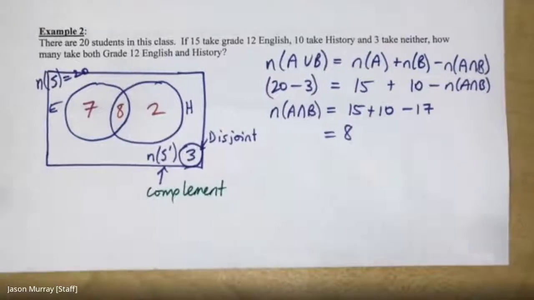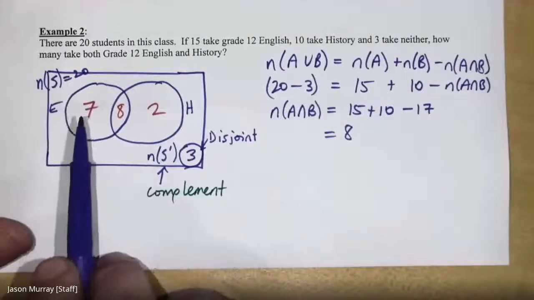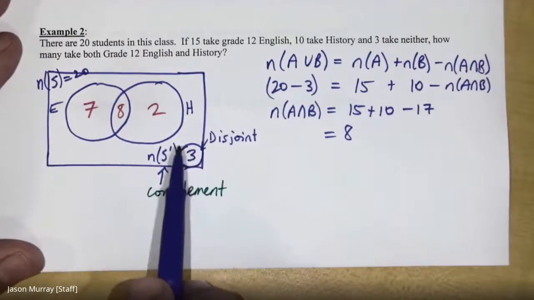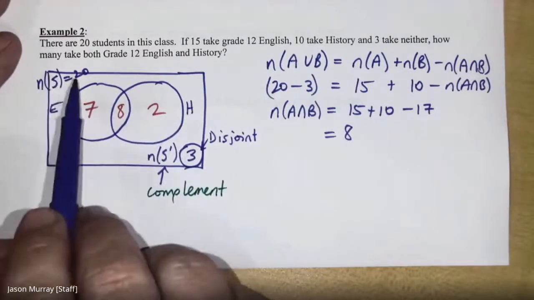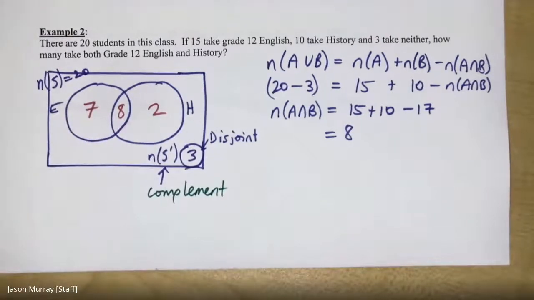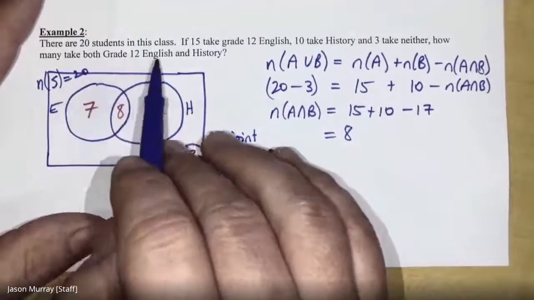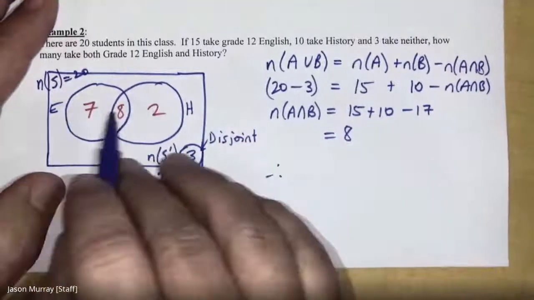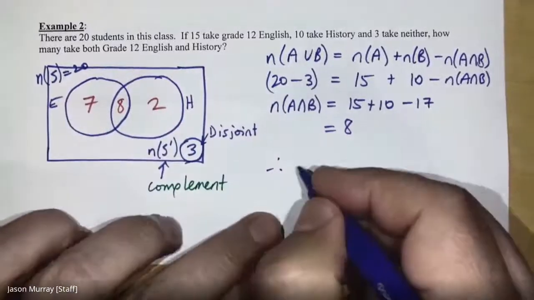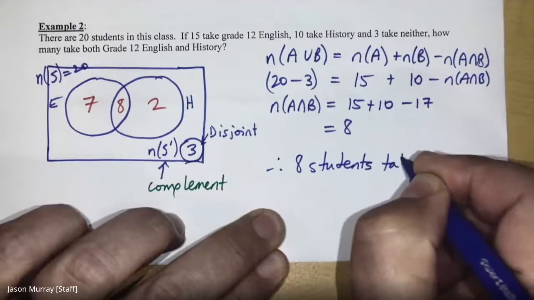Perfect. Now, if you want to double check to see if you have this all right, all you need to do is add up 7 plus 8 plus 2 plus 3. If you add those up, you should get your population of 20. And it does. That adds up to 20. Okay? So how many take both grade 12 English and history? Therefore, you didn't really have to do this. I just wanted to show you that as an aside, right? The 7 and the 2. Therefore, 8 students take both.